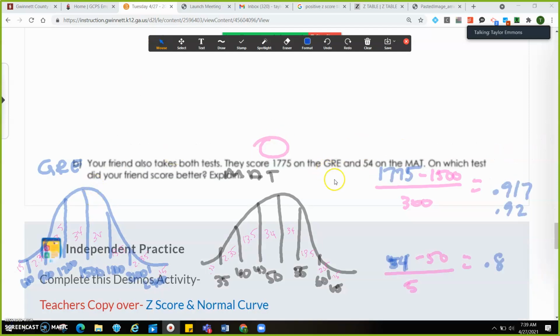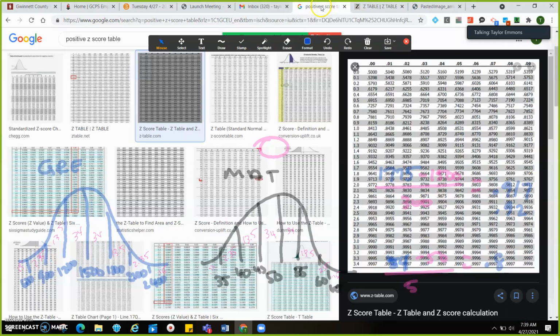On part B, this is what you should have gotten. Remember, you have to round to the nearest hundredths, because otherwise you'll get some wonky answers. We're going to look at our positive z-score table and look for 0.92. Coming down here, 0.9 and going over to 0.02, that gives me 0.8212. And the other one is 0.8, so we go down, and that's 0.788.